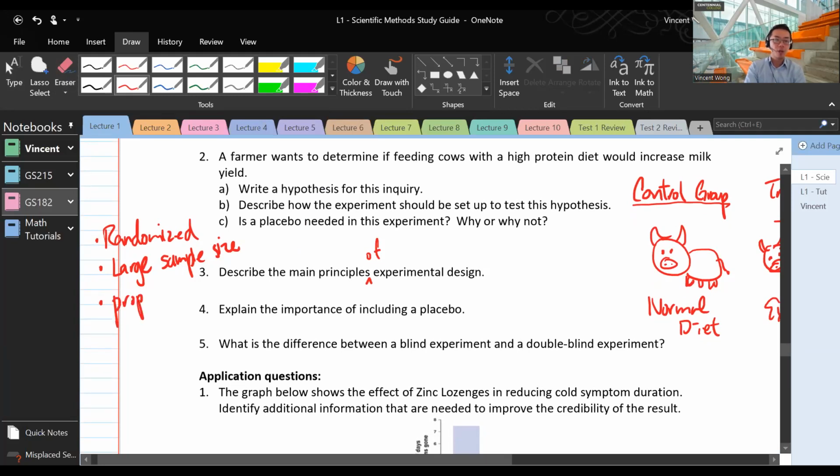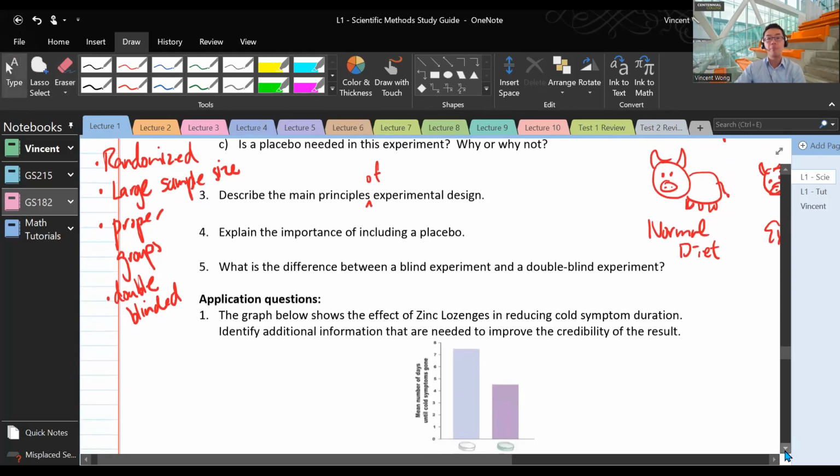You want to have proper groups. You must have a control to compare your results to, and it's probably good to do it as a double blind. So these are some of the main principles of experimental design. That's how experiments are done nowadays. Explain the importance of placebo. We talked about that already: to eliminate psychological effects, to eliminate bias.